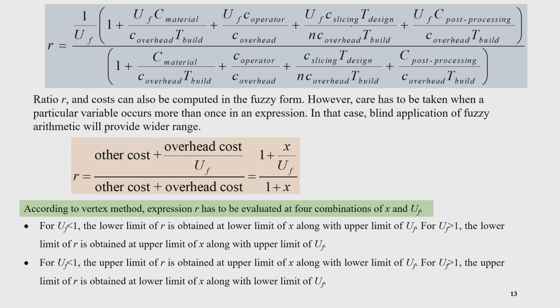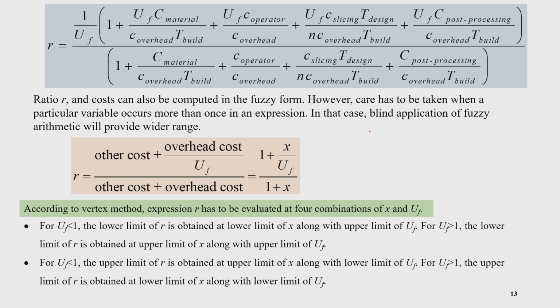However, care has to be taken when a particular variable occurs more than once in an expression. In that case, blind application of fuzzy arithmetic will provide a wide range. Suppose we have other cost plus overhead cost by UF; I can write it like that, overhead cost plus UF. So, this becomes 1 plus x by UF divided by 1 plus x.